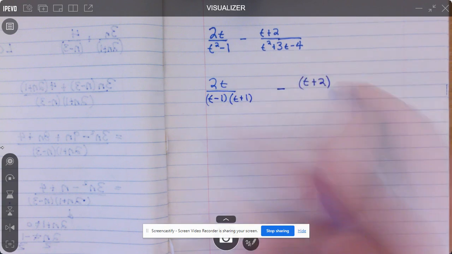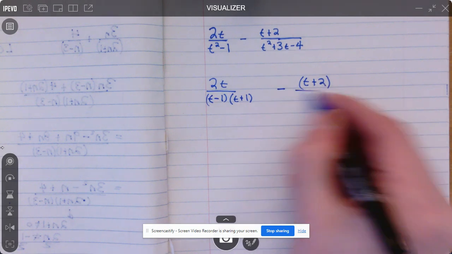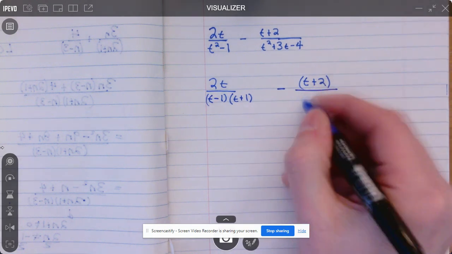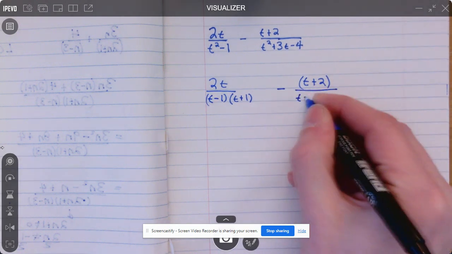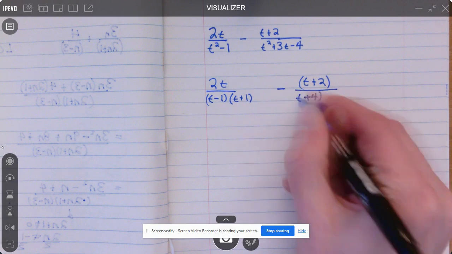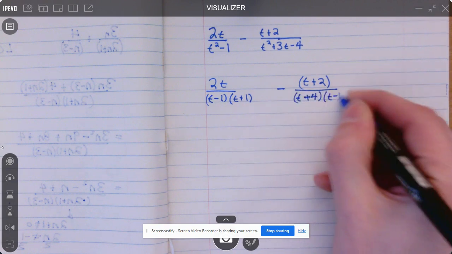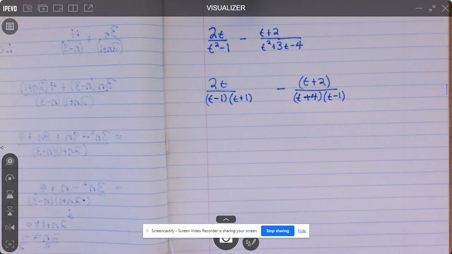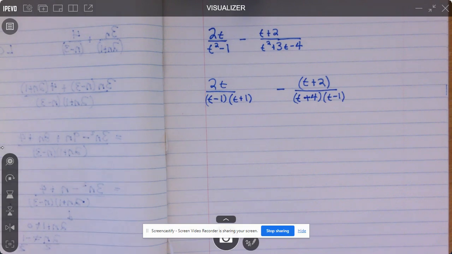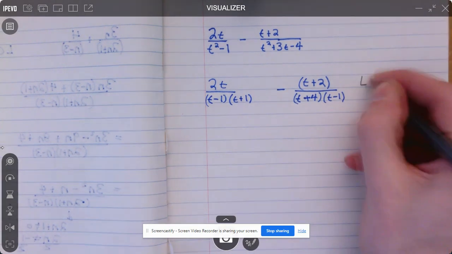I find it helpful to add those brackets around my numerator. Then I've got a simple trinomial, so what multiplies to -4 and adds to +3? Well, I've got +4 and -1. So there's my first step. I'm just factoring both expressions. Now I can find the lowest common denominator. It's going to be the product of all the unique factors.